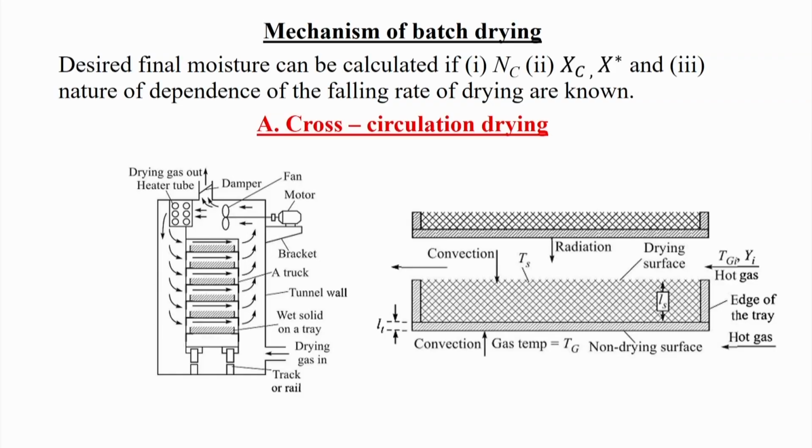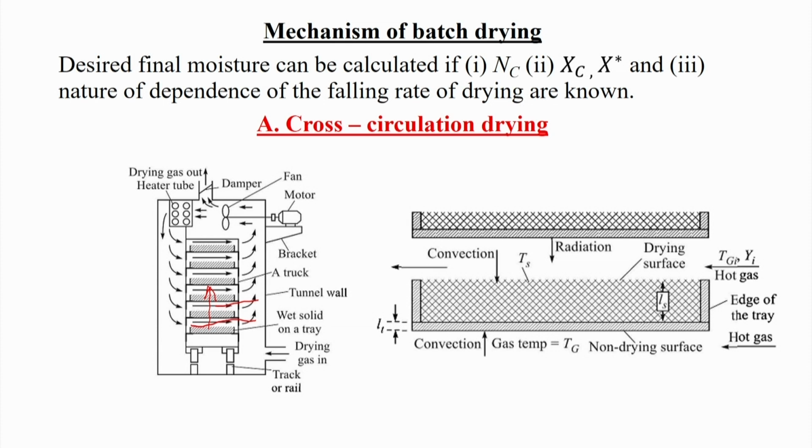This drying process is cross circulation because the drying gas enters from the sides of the tray, in this direction, but the drying of the moisture takes place in the perpendicular direction. That is why it is called cross circulation drying.